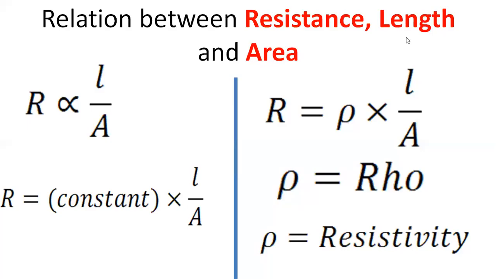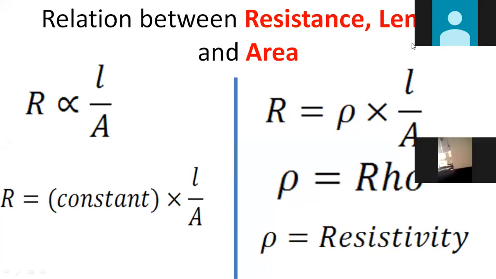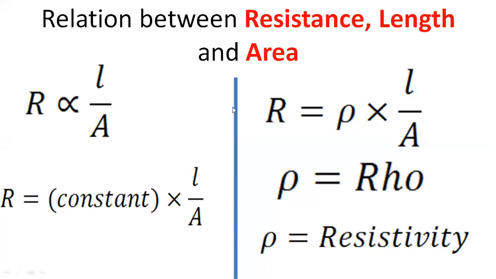Okay, so what we are going to do today is we will see first what exactly resistivity is. We'll try to derive its unit. Yesterday we stopped our lecture at the point where we had derived that resistance is equal to rho L by A. And we also said that rho is nothing but called resistivity.